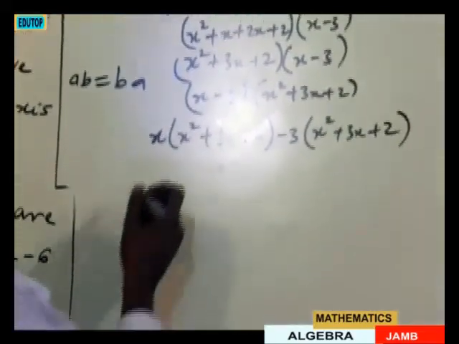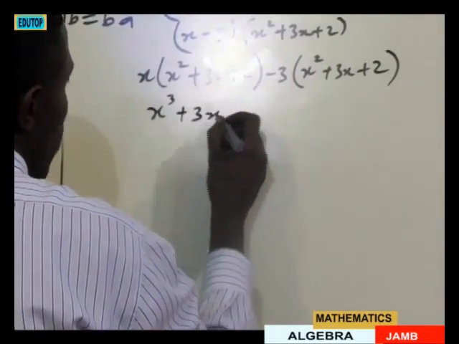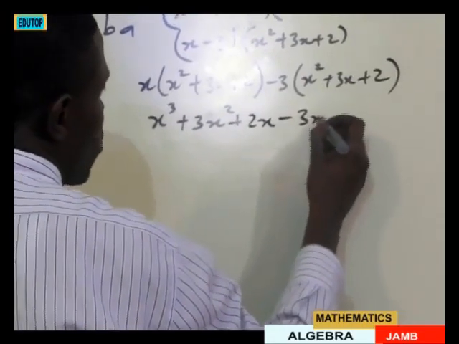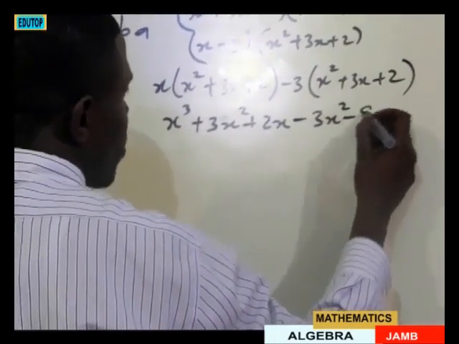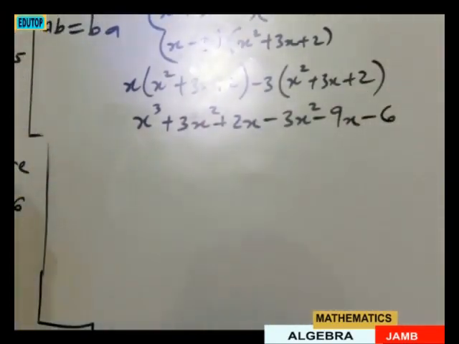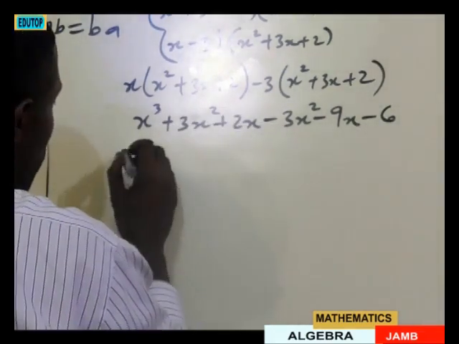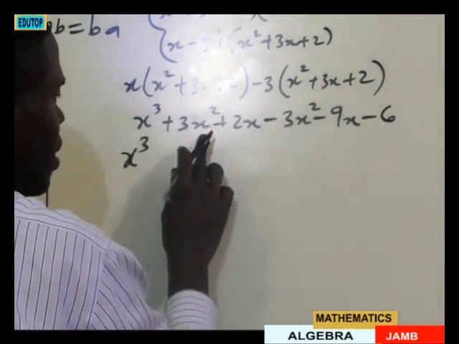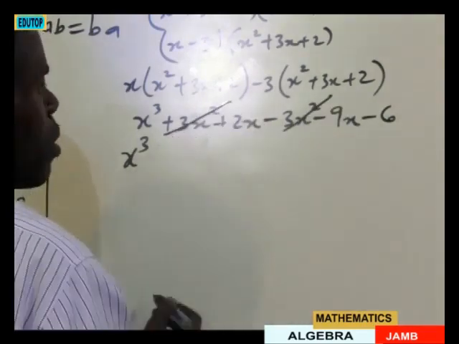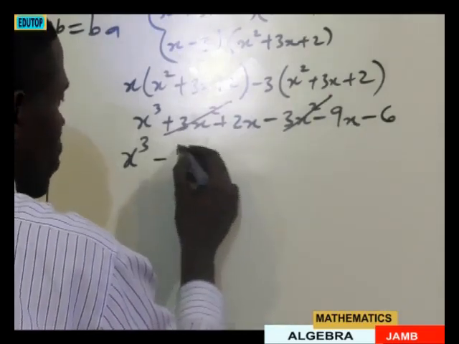Then by so doing, this time this x cubed plus this time this 3x squared plus this time this 2x, this time this minus 3x squared, this time this minus 9x, this time this minus 6. So what do we need to do next? We need to simplify. This one does not have the mates, so you put it directly. But this one has the mates. Look at this, plus 3x squared minus 3x squared, they will cancel out. Then you have plus 2x minus 9x, that becomes minus 7x.